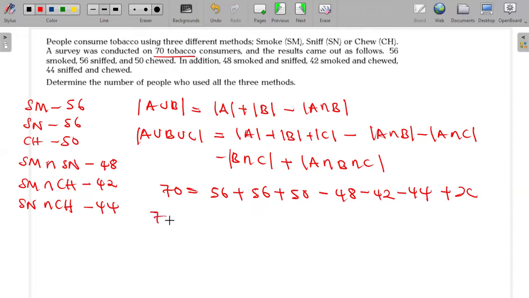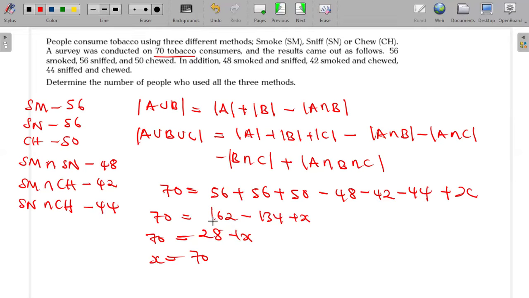So you add this. I add 56 plus 56 plus the 50, I get 162. Then I add that 48 plus 42 plus 44, that gives me 134, then plus X there. So I subtract 162 minus 134, that gives me 28. So I get 70 minus 28 plus X. So X is going to be equal to 70.